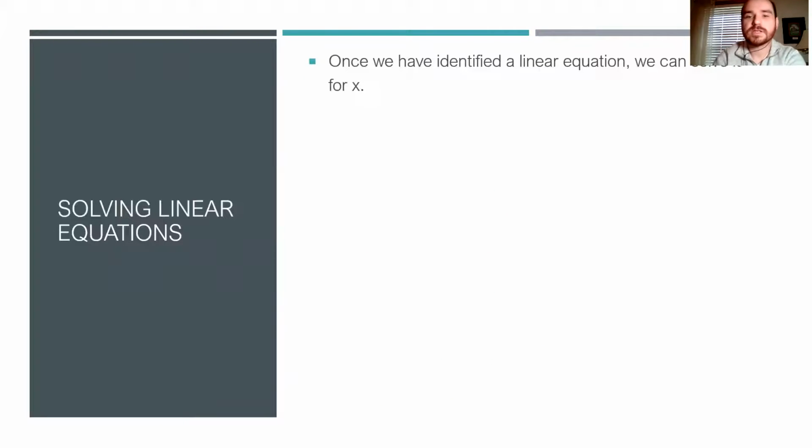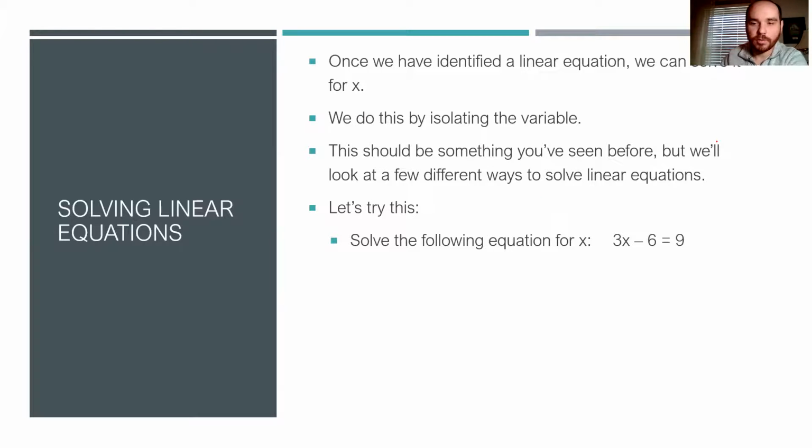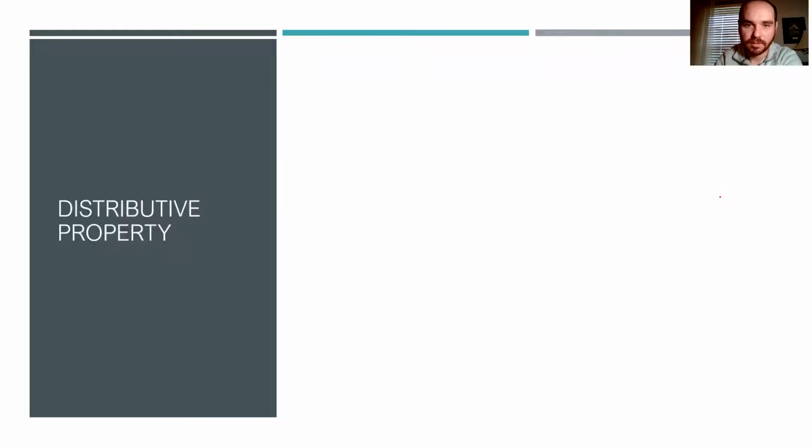So to solve linear equations, basically you're just isolating the variables. This is something you've probably seen before, but we'll look at a few different ways. So let's start with this one. We want to solve this for x. Obviously the first thing we want to do is add 6 to both sides. So we get 3x equals 15. Divide both sides by 3, and we get x equals 5. Hopefully you guys know the basics of how to isolate variables by this point. You work through reverse order of operations, so you want to kind of work back this way when you're solving linear equations, but it kind of depends on the actual problem itself.